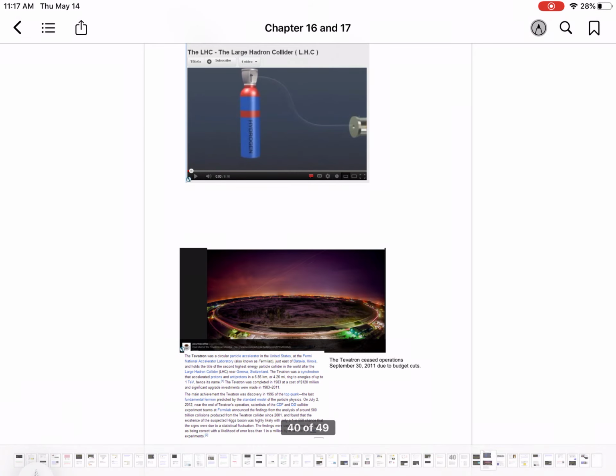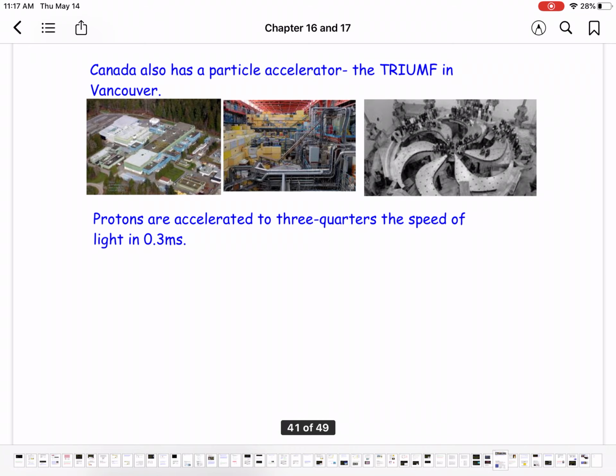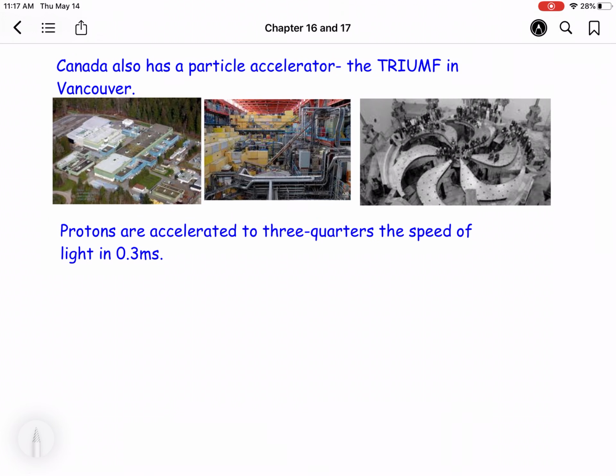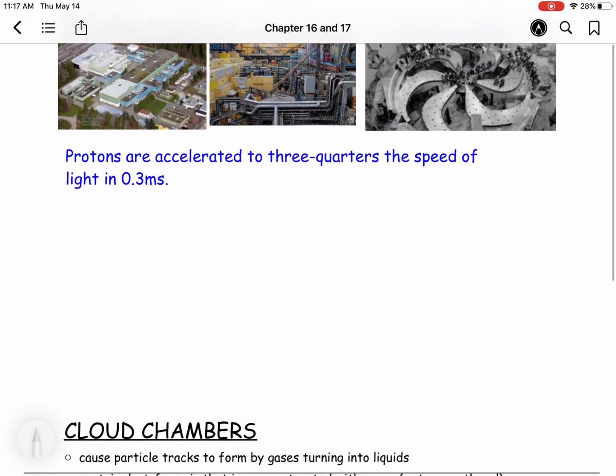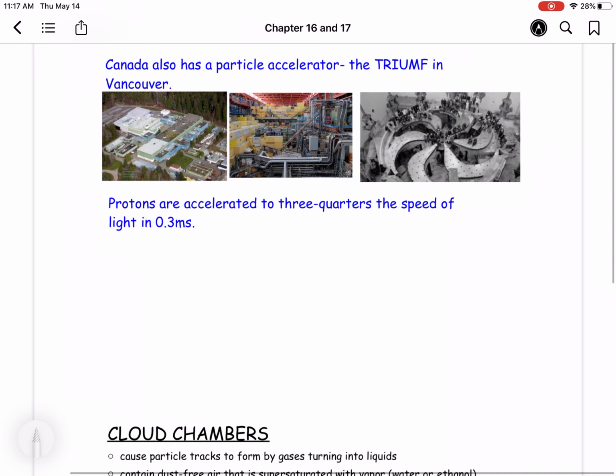There's also a couple in Canada. There's one in Vancouver called TRIUMF. There's also one in Saskatoon that's been built since these slides were made, and it's pretty good too. It accelerates particles in little rings, and then they accelerate separately in little rings and then bring them all into one. It's kind of cool, so you get different angles and stuff like that. So anyways, what you're doing is accelerating invisible things you can't see, like protons, and smashing them together.